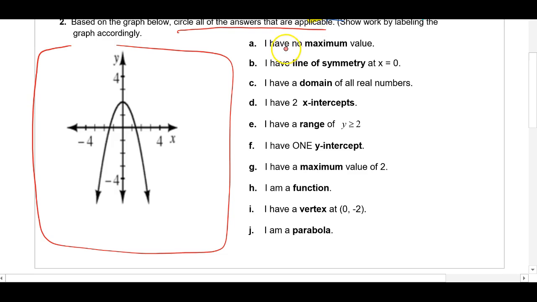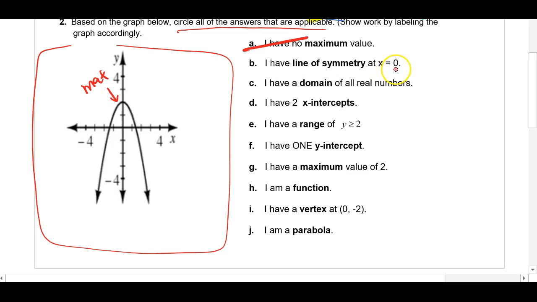So here it says I have no maximum value. Well, you can see that this graph is pointing down. So it does have a max. It has a point at the top. Okay, and our max is right there. So that is not true. We do have a max.